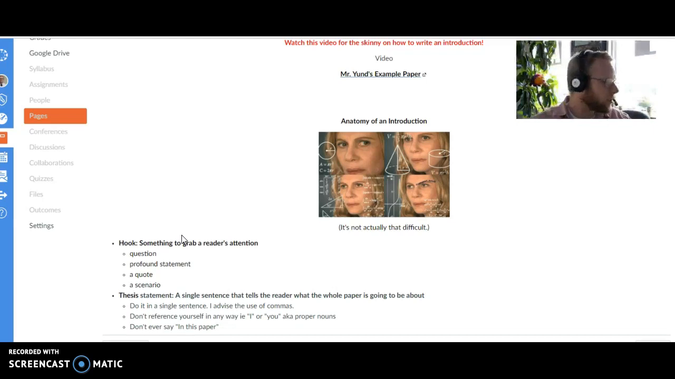These things probably sound familiar from English class, because we all learn the same thing, and I just went to talk to the English teachers. Your hook is your first statement. It's something that you're using to grab the reader's attention so they want to read the rest of the paper.